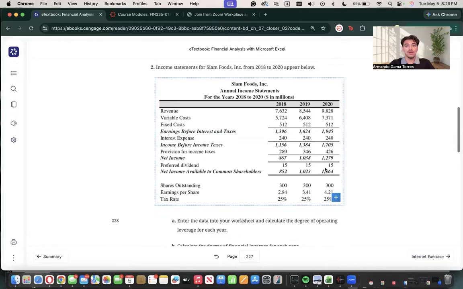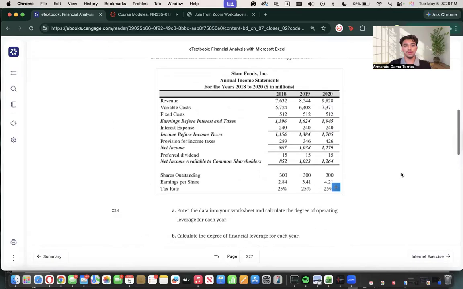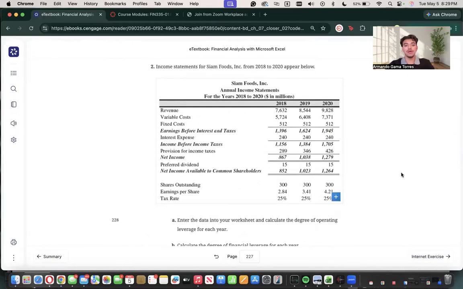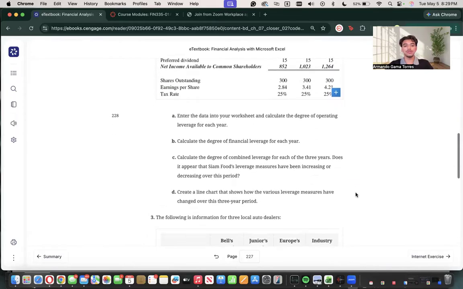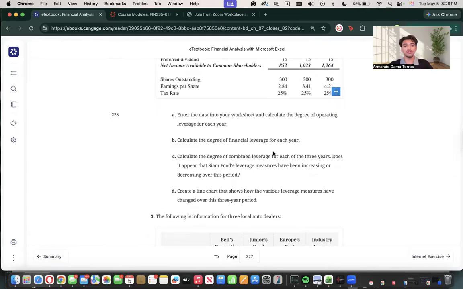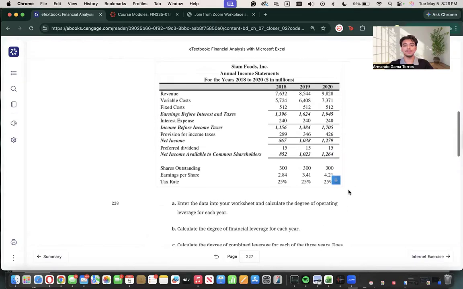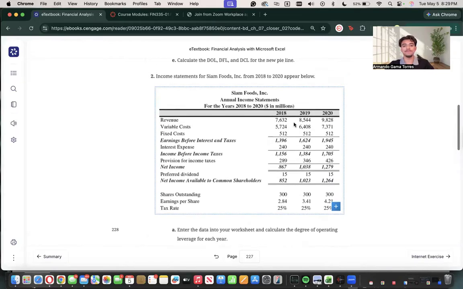Hello. Today I'll be working on a practice problem from chapter 7. Here I chose number 2 on the back of the chapter. We'll begin by entering this data into my worksheet and calculating the degree of operating leverage, the degree of financial leverage, and the degree of combined leverage for all 3 years, and then ultimately creating a line chart showing how the leverage measures change over the 3-year period. So let's begin by entering this data.